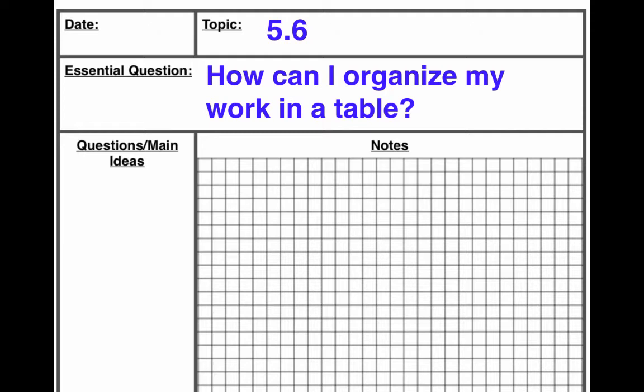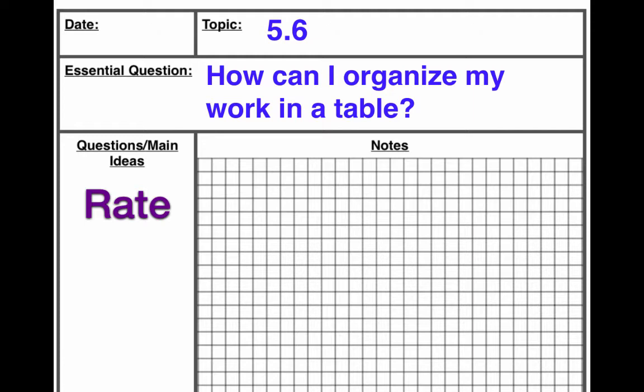Our essential question today is how can I organize my work in a table? So we're going to start looking at some problems where a table can be helpful to get us started. Last night when I was cooking, I got inspired to make this lesson, so I'm going to show you why in a minute. But some important things to write down first.